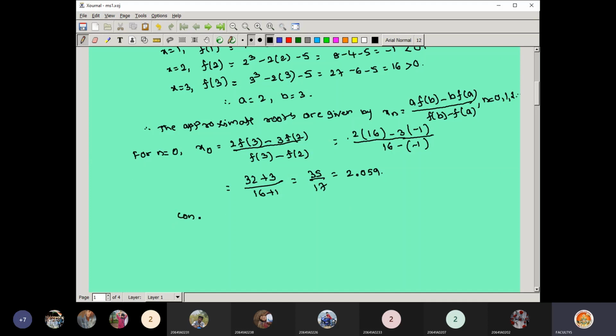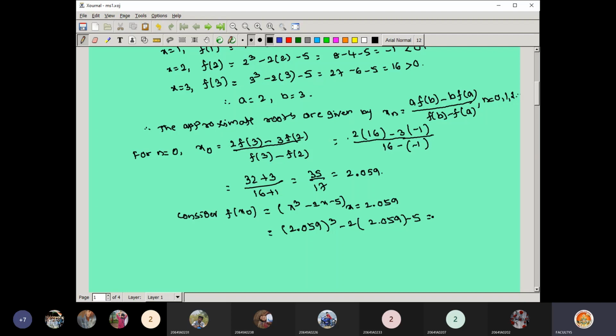Now I am substituting here, consider f of x naught. That means in your given function you are substituting the x naught value. So what is your given function? Just write down the same function as it is, x cube minus 2x minus 5, where you are substituting that x value 2.059. So I am directly getting the value 2.059. It is whole cube minus 2 into 2.059 minus 5. You just use the calculator to get the values.